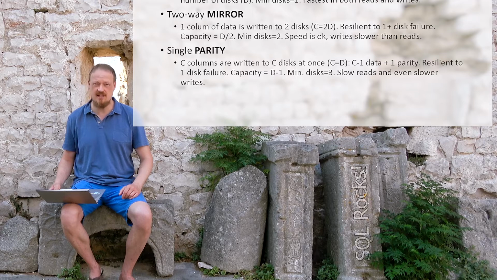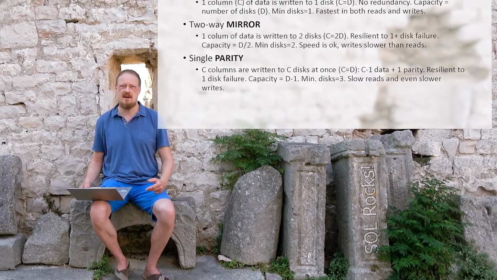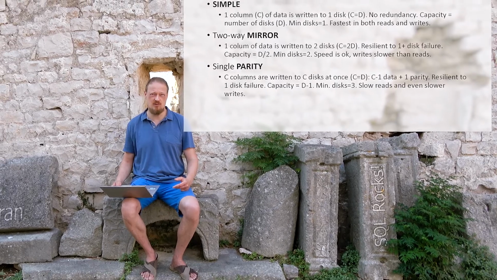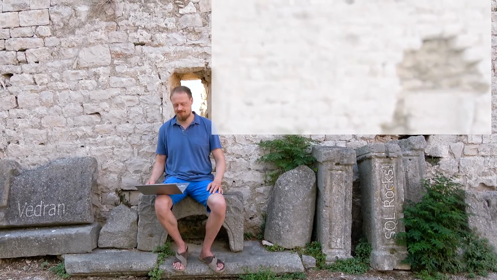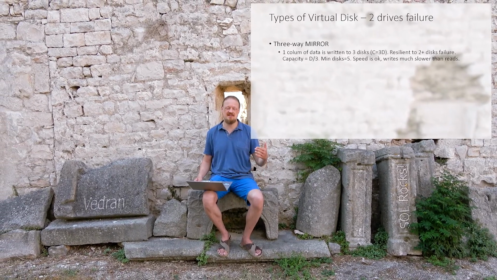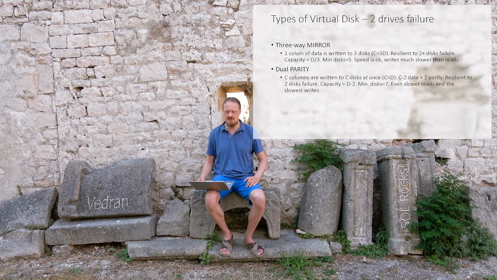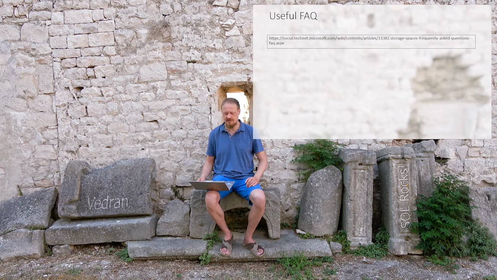So single parity. Parity is like RAID 5. So you have minimum of 3 disks, and basically it is slow. Good for archiving. We have more advanced types of resiliency in virtual disks, which can survive 2 disks failure, but they are even slower. So we won't deal with them here. I mean, we can calculate capacity even for them, but they are not used so frequently.